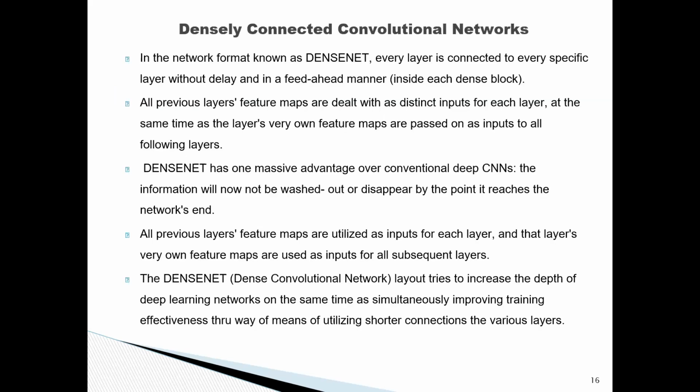Coming to DenseNet, it is similar to the residual network, but there is a big difference between them. In DenseNet, each and every layer is connected to every other layer, so that it can take input from different previous layers when it comes to the gradient descent. Every layer is connected to a specific layer without any delay. All previous layers' feature maps are used as input. So we can take input from a previous layer at any point when vanishing gradient occurs. It helps to increase the depth of the network with shorter connections between layers.